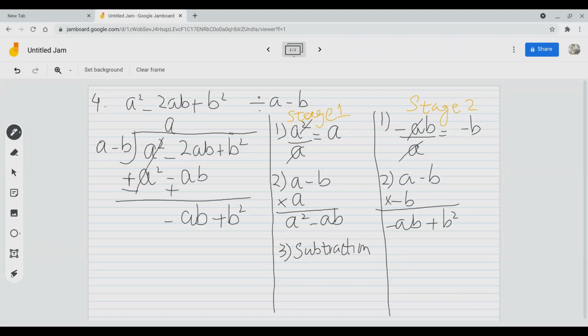Okay, now this is a minus b. Now what we have to do, I will write a minus b here, b square. B will come with minus sign here. I will change the sign, subtraction. Subtraction I'm doing. And here I am getting answer 0 as a remainder. This is division.